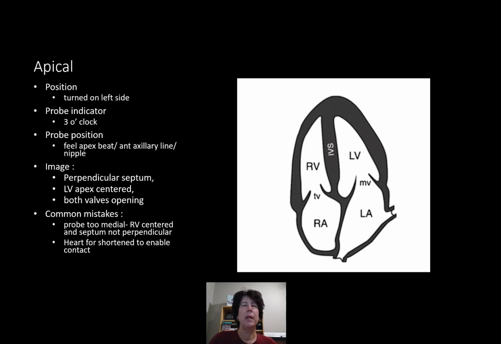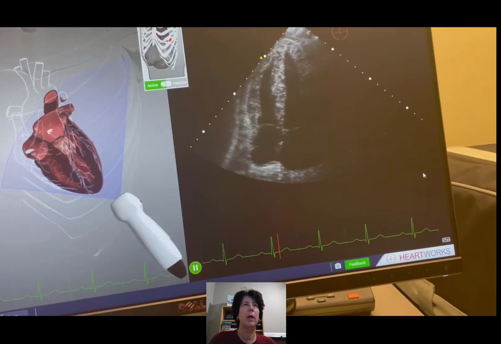Now, the two common mistakes that we're going to look at here are what happens when your probe is too medial, or when you foreshorten the heart to enable good contact with the probe. So these are two common things we'll be looking at.